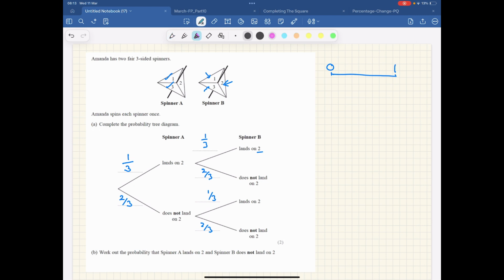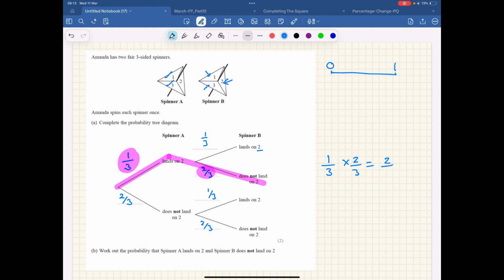We want spinner A landing on 2. So here we go there. We've got 1/3, and spinner B not landing on 2. So that's not landing, that's 2/3. What we need to do now, our last step, is a multiplication. 1/3 times 2/3, and when we multiply fractions, we just multiply the denominators and the numerators together. So our numerators, 1 times 2 is 2, 3 times 3 is 9. That's our final answer.